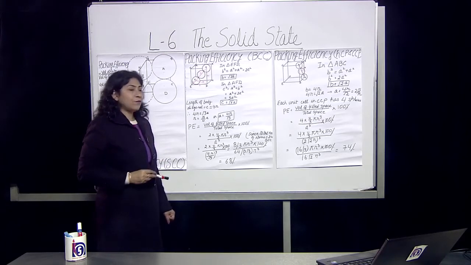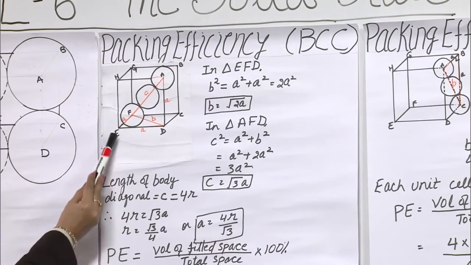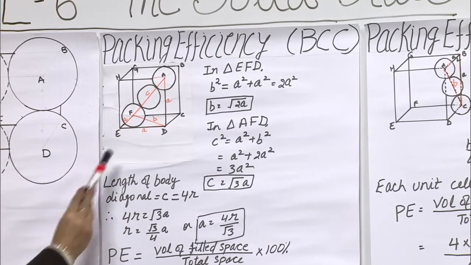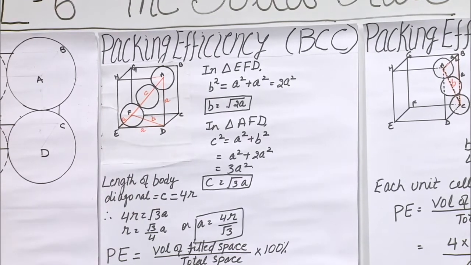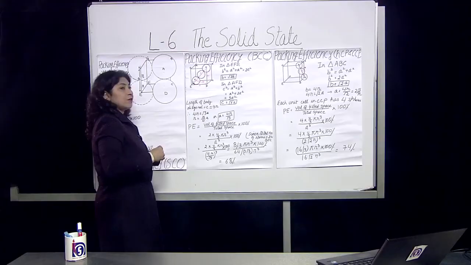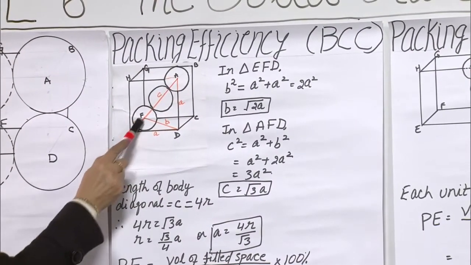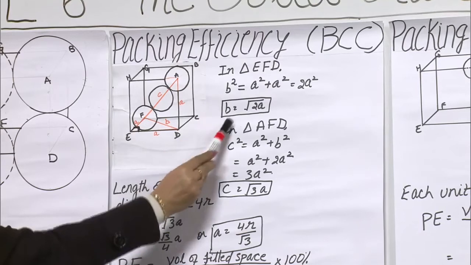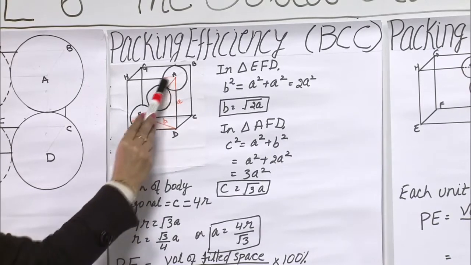A little bit of geometry, geometrical skills, you have to apply over here. So, let us take the triangle EFD. In EFD, as we know that all angles are 90 degrees, this is also 90 degrees. So, the hypotenuse is this. If we put the Pythagoras theorem, we have hypotenuse square, that is b square, equal to a square plus a square, that is 2a square. So, what will be the value of b? b is root 2 a.